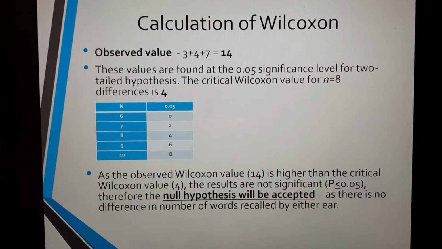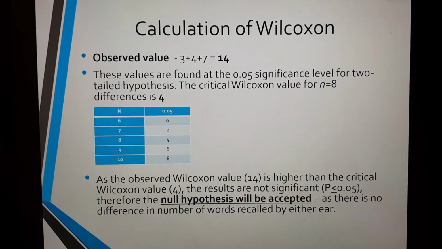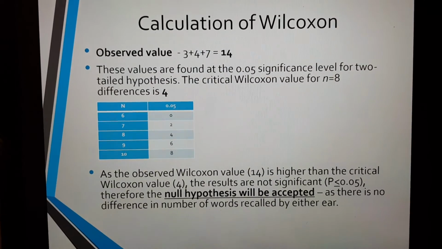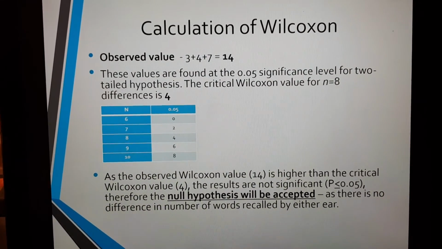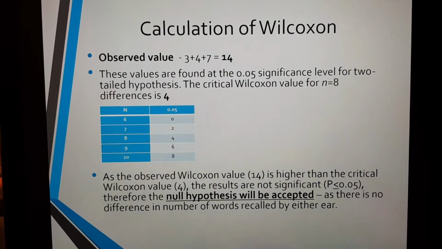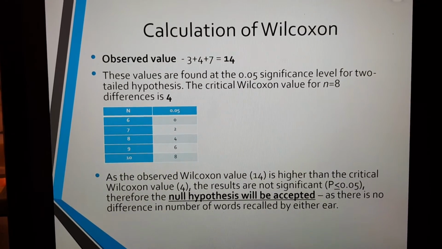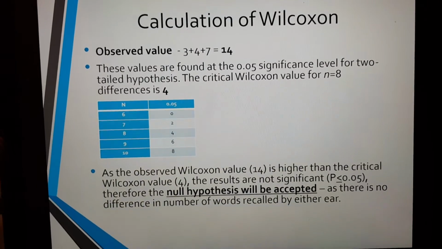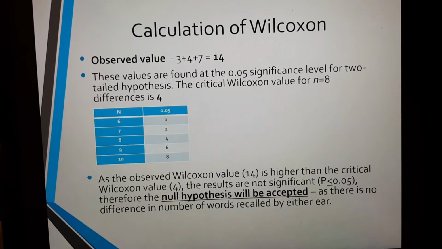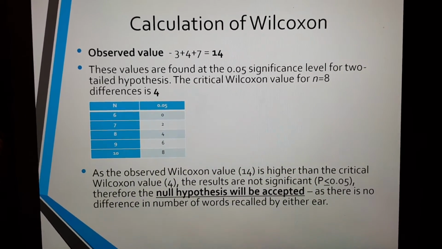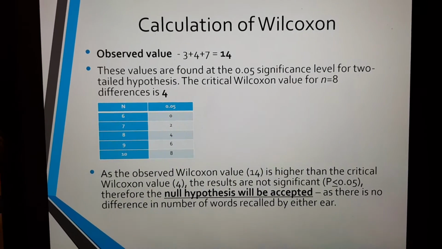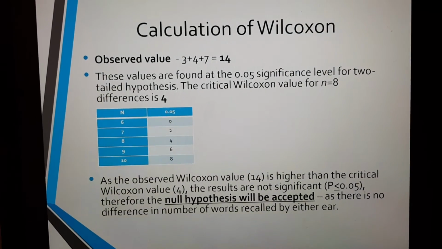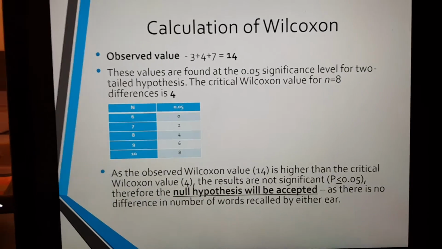So we write our conclusion. As the observed value of Wilcoxon is 14, which is higher than our critical value of 4, the results are not significant at P equal to or less than 0.05. That's our rationale. So we're going to accept our null hypothesis, and then back to context, accept the fact that there is no difference in the number of words recalled by either ear on a dichotic listening task. And that's it.